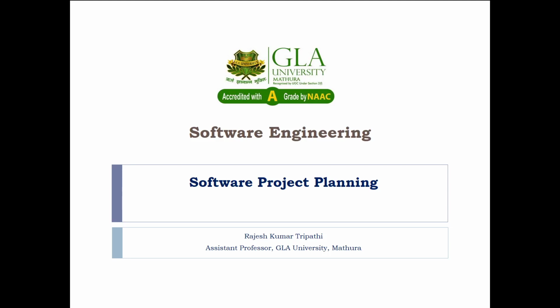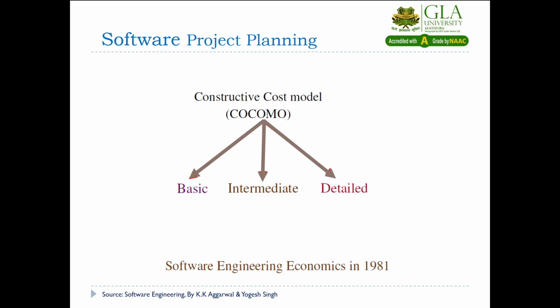Hello everyone. In continuation of the previous lecture on the cost estimation process, I am going to discuss a model that is known as the COCOMO model. COCOMO is known as the Constructive Cost Model. This constructive cost model has three categories. First is the basic COCOMO model, second is the intermediate COCOMO model, and third is the detailed COCOMO model.